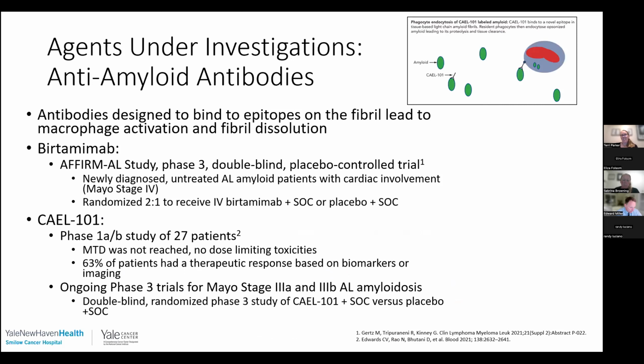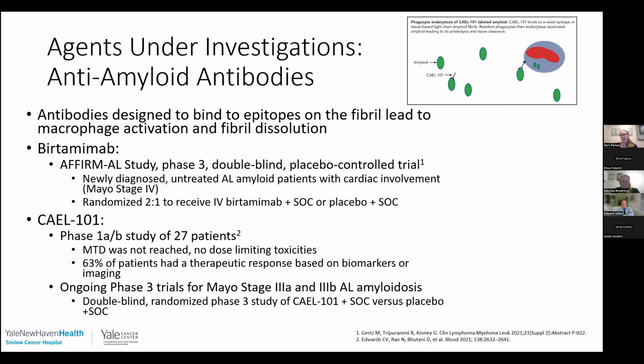And the other agents that are currently under investigation include the anti-amyloid antibodies. So these are antibodies designed to bind to epitopes on the amyloid fibril that would lead to macrophage activation and fibril dissolution. So there are currently 2 drugs in development. One is birtamimab. This is being done through the AFFIRM-AL study, which is a phase 3 double-blind placebo-controlled trial.